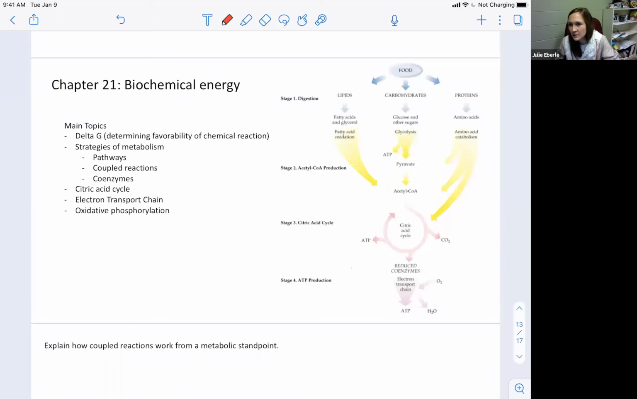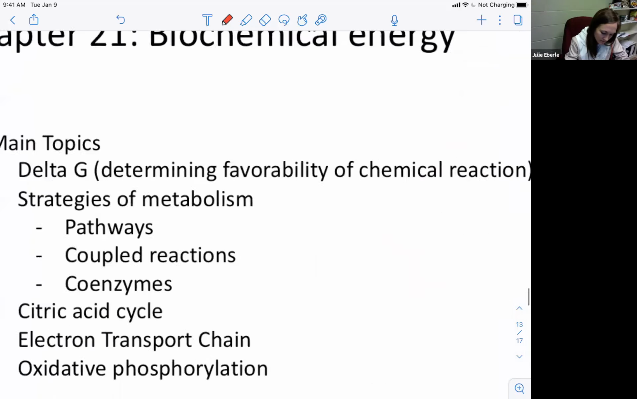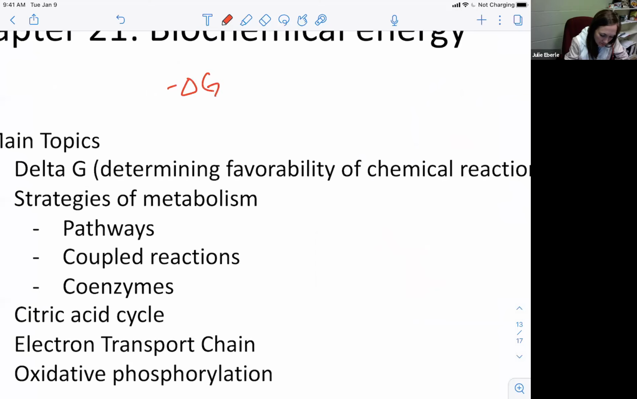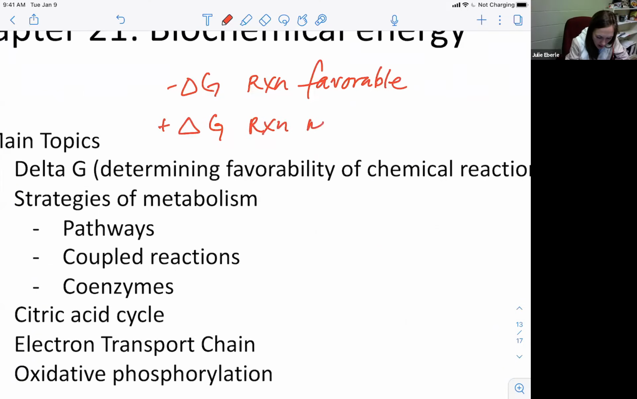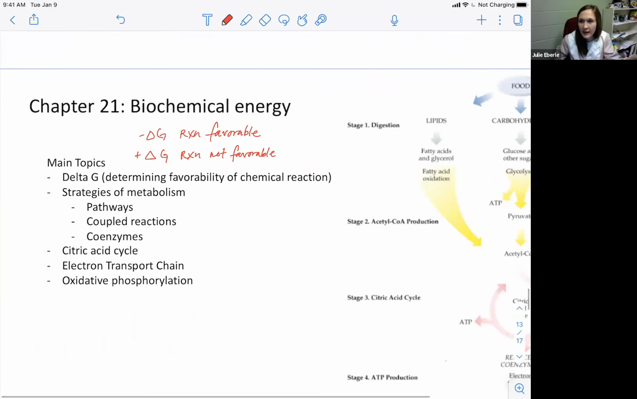All right, so delta G, what does a negative delta G mean? Isn't that good? Yeah, that's good. That means the reaction is favorable. Negative delta G. Okay, so what that means is the opposite, positive delta G, the reaction is unfavorable. So we call negative delta G exergonic, positive delta G endergonic.